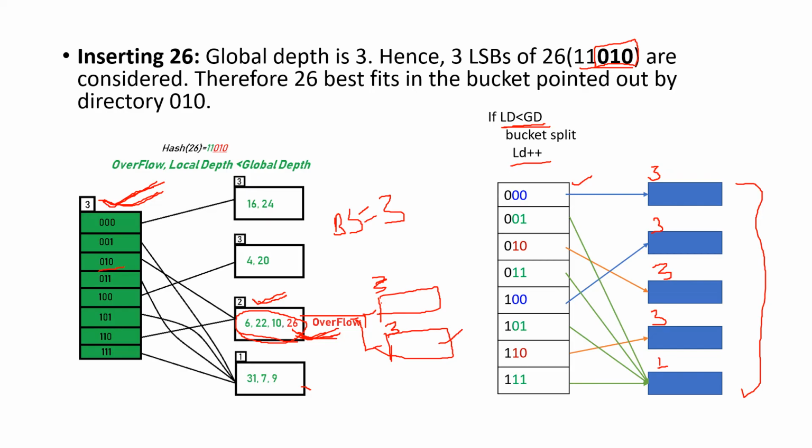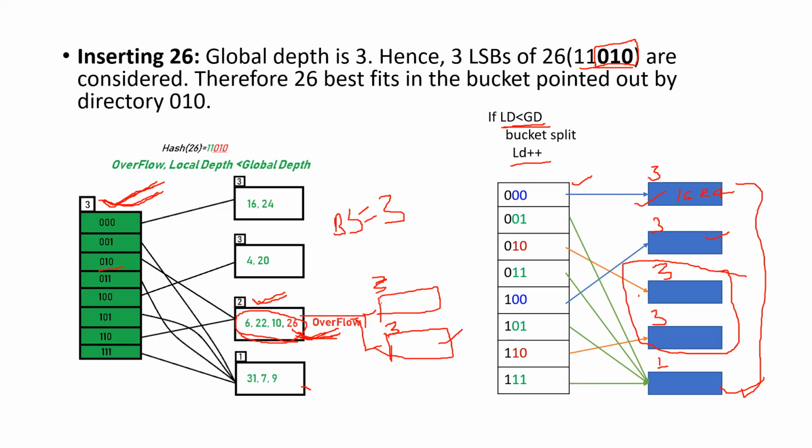Now I will tell you how you make this pointer. This is almost the same. I am not doing anything here. These elements are 16 and 24, and I am not touching them. This is completely the same. Here also I am not going to touch anything. I am going to do something only here, because I split it here. So we'll see that previously there were 2 pointers: 0, 1, 0 was pointing to this bucket, as well as 1, 1, 0 was pointing to this bucket.